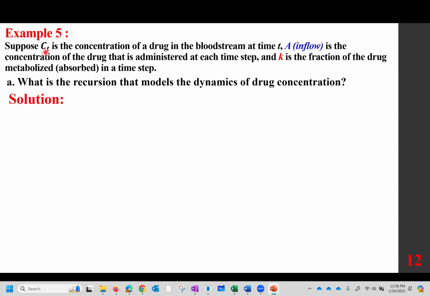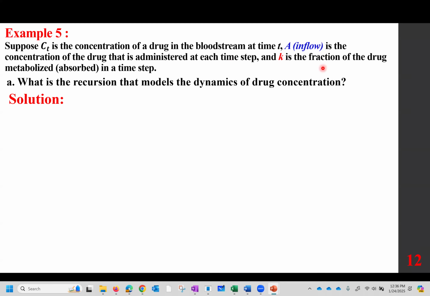Example 5, suppose C sub t is the concentration of a drug in the bloodstream at time t, the amount of inflow is the concentration of the drug that is administered at each time step. This time step is important, class. When, for example, medication is given to patients, a medicine has to be taken every day or maybe every week or every few hours. This is the concept of a time step.